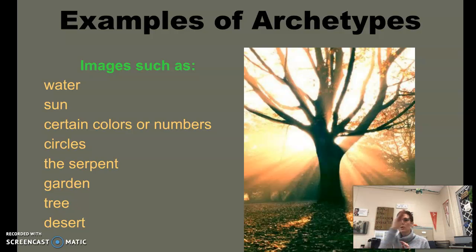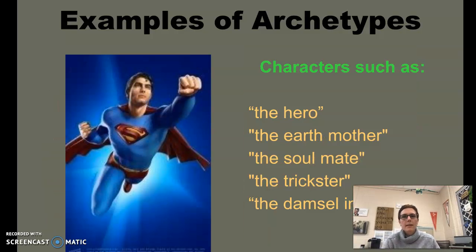Circles. Circles are used as archetypes all the time in literature. The serpent, you see serpents a lot of times in poetry especially. The garden, where life springs out of, that's pretty symbolic. Trees, the desert, where things are maybe dry and not giving life anymore. Some archetypal characters.